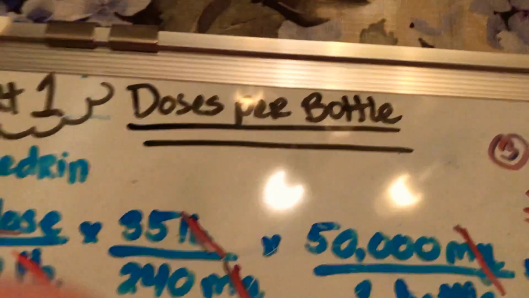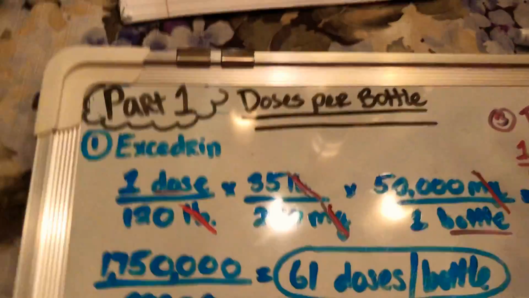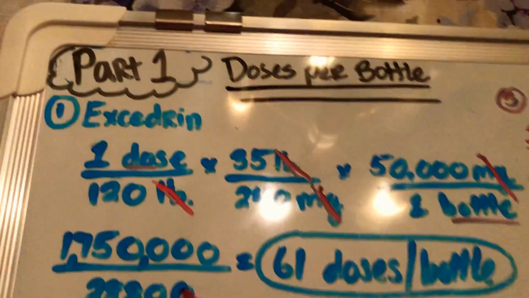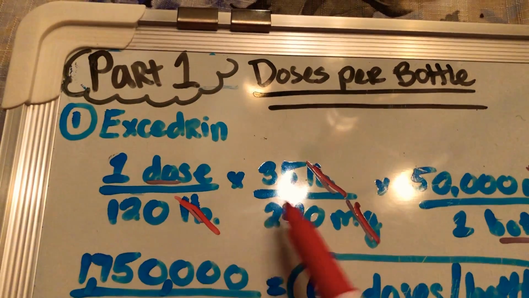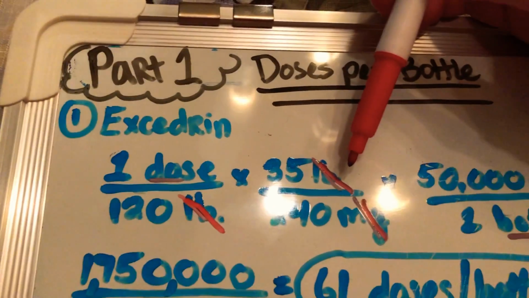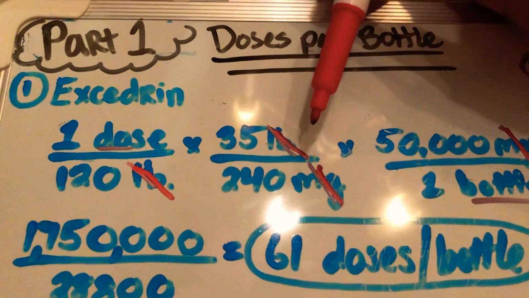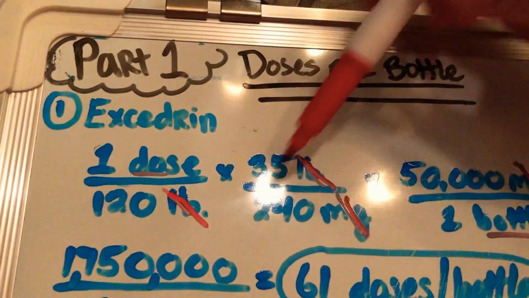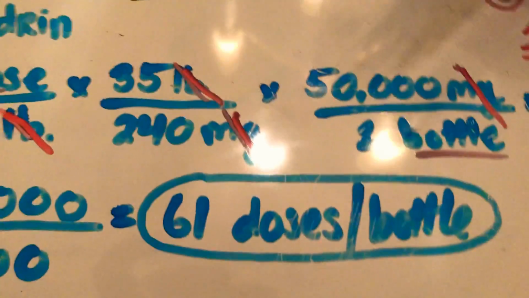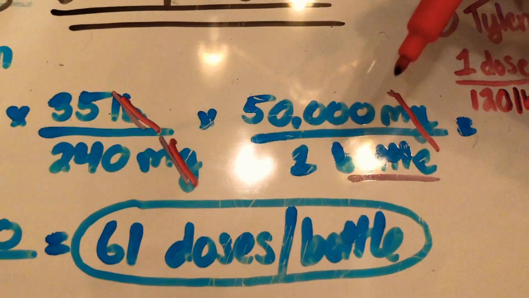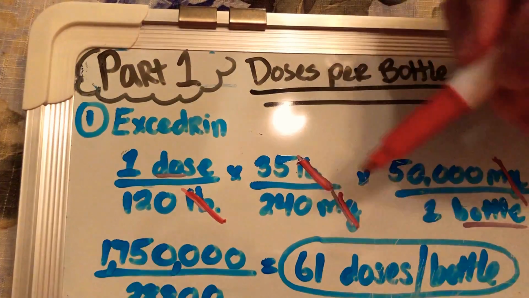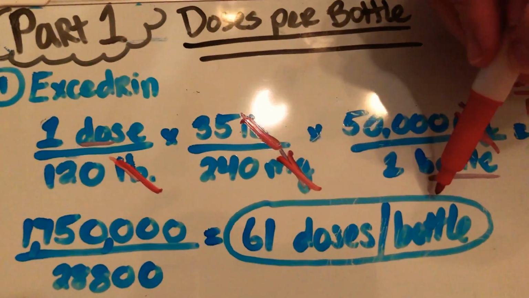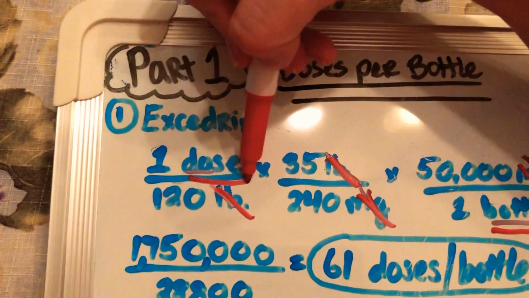Excedrin is the first one. Part 1 is doses per bottle. We're going to set up a dimensional analysis for this: 1 dose over 120 pounds. Then what was given to us for Excedrin was 240 milligrams per 35 pounds. You have to have them like this so they cross out. And then what I had figured out, 50,000 milligrams over 1 bottle. You cross out the pounds, cross out the milligrams, then we have 1 bottle, 1 dose.